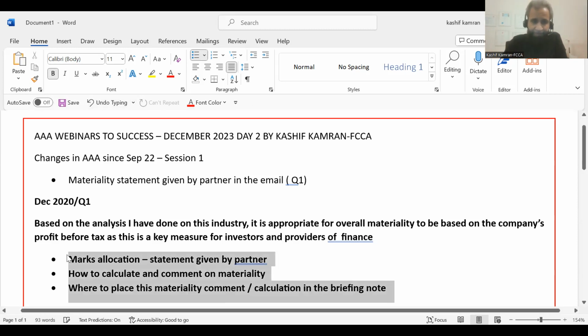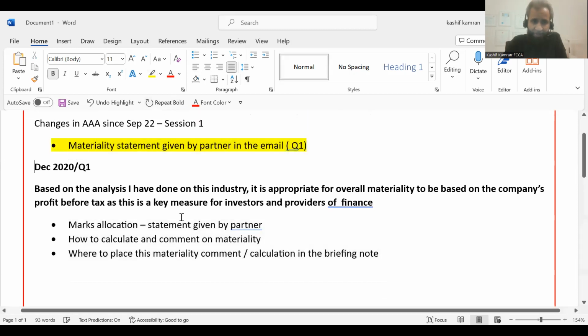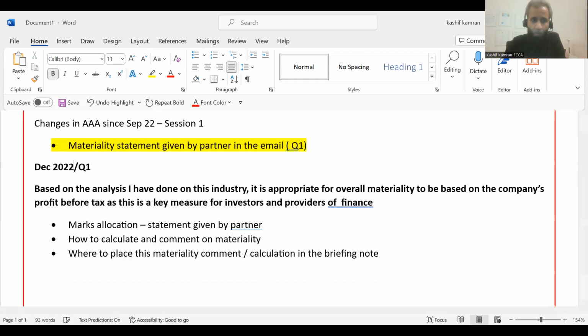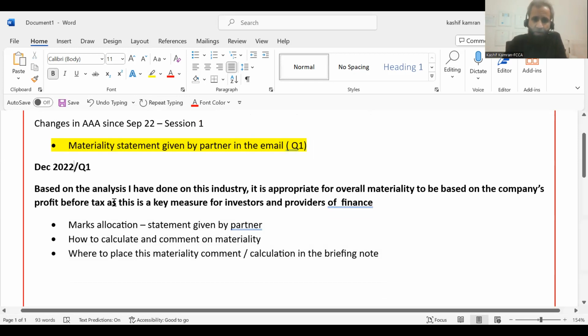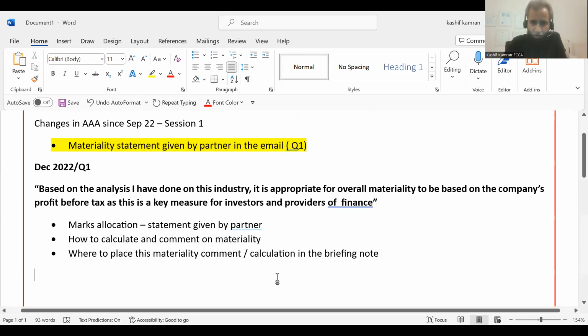So that's one thing, right? Changes in AAA since September 22, and the first change is the materiality statement. We just took one example from December 22, question number 1, and this is how we found this statement from the partner's email, and we'll be drilling that on day 3. Okay, let's go back, find another change.